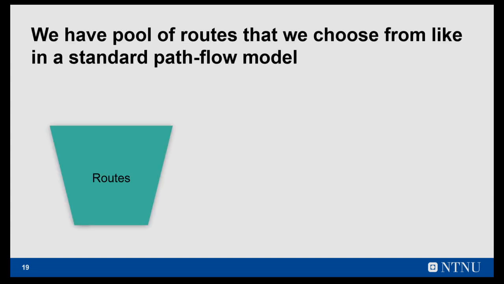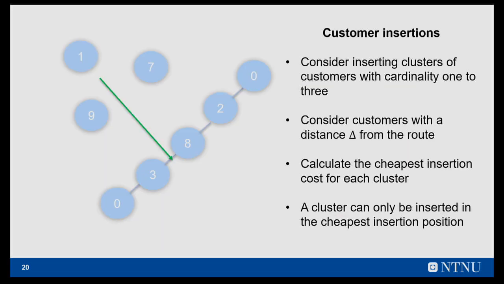So I won't go through the formulation and all the notation, so we'll just have a quick overview of what type of modification the model allows us to do. So we start by, like in any path flow model, selecting a set of routes, but on these selected routes, we allow for some customer insertions. So we allow for inserting clusters of customers with cardinality 1 to 3.